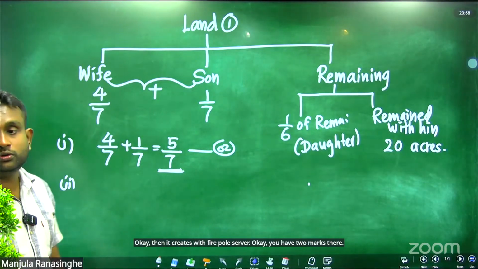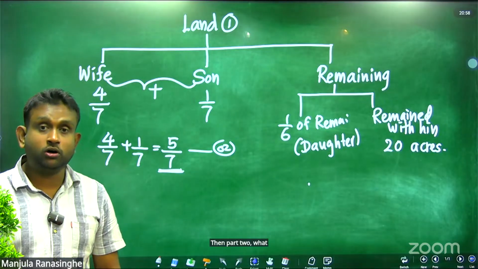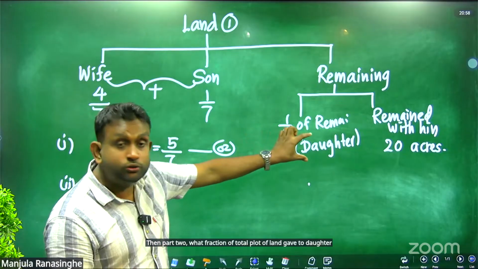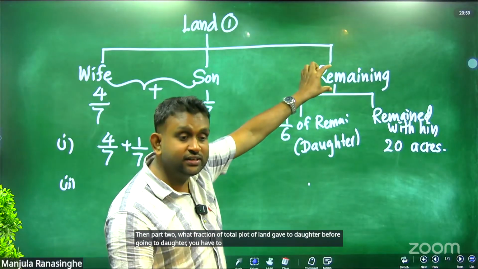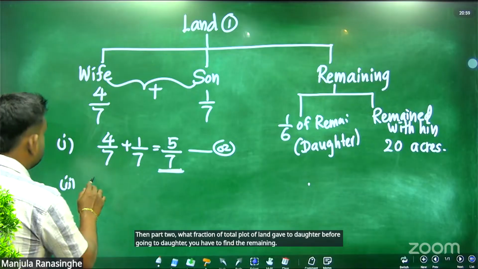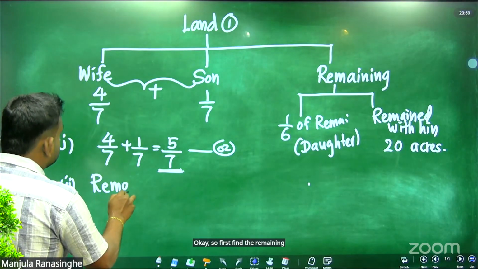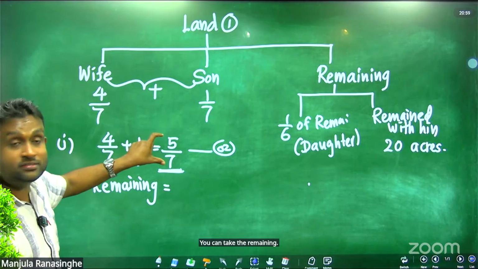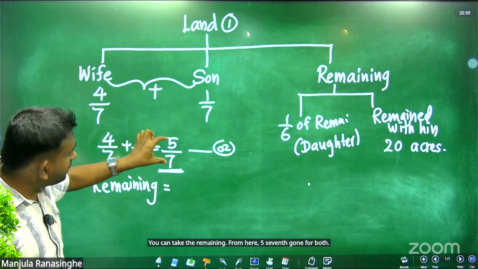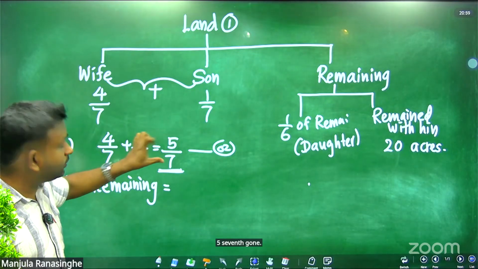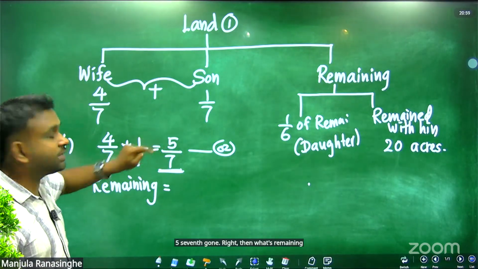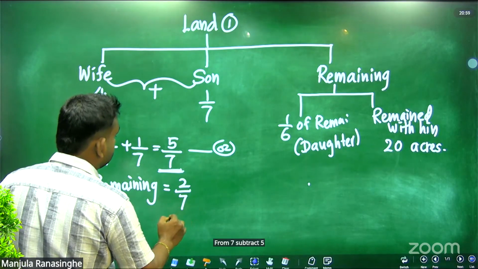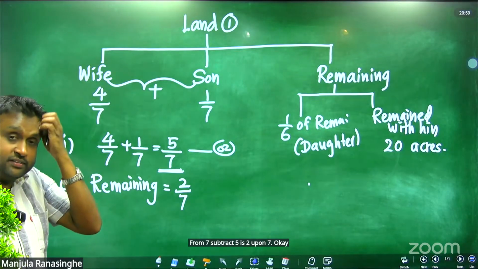Then part 2: what fraction of the total plot of land was given to the daughter? Before going to the daughter, you have to find the remaining. How to take the remaining part? You can take it from here: 5/7 has gone for both. Then what's the remaining? From 7 subtract this 5, it is 2/7. So that is the remaining.